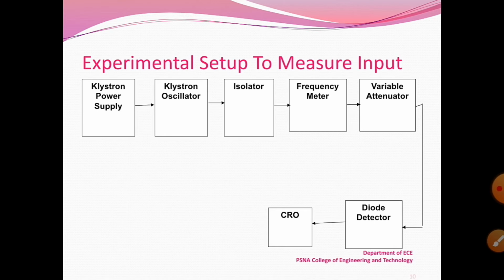Then it is given to the isolator which provides minimum attenuation to the wave traveling from the generator side to the load side, and it will provide maximum attenuation to the reflected wave which will be traveling from the load to the generator. Then we have the frequency meter which measures the microwave frequency, which will be in the range of gigahertz. Then we have the variable attenuator. Then we have the diode detector. Then we have the CRO.